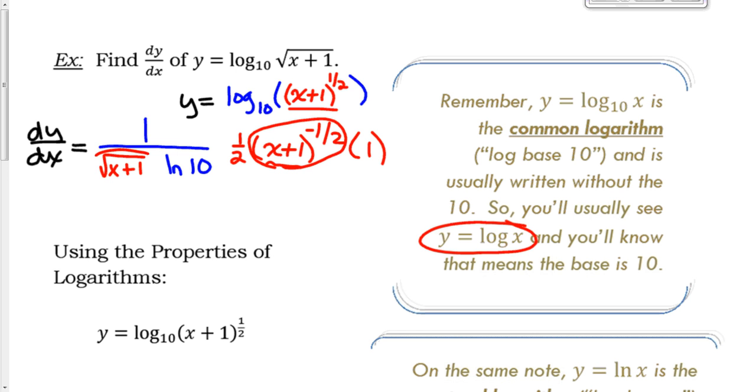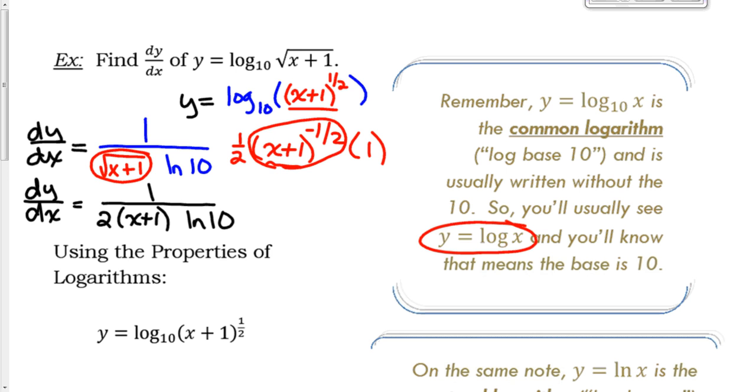And I have another square root of x plus 1, so when I end up multiplying those together, the square roots are no longer there. Square root of x plus 1 times the square root of x plus 1 is just x plus 1. So I just have a 1 on the top. I'm going to have a 2 down here. I'm going to have an x plus 1 raised to the first power times the natural log of 10. So that's the most simplified I would probably do with that one.